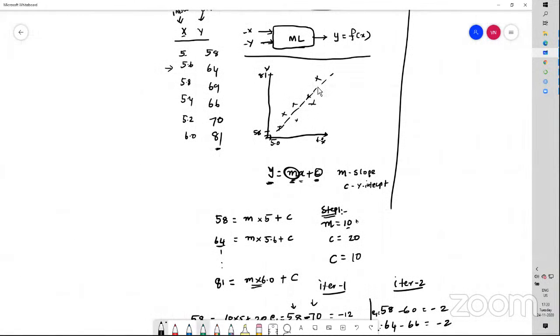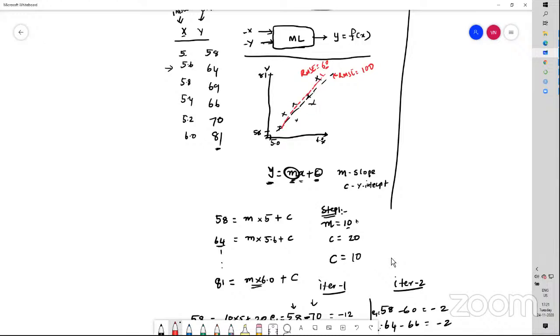Let me draw a second line, maybe coming from the second observation. So the second one is like this. Compared to the black line, the red line was nearer to the observations. Let's say for the black line we got an RMSE value of, let's say, 100, and for this red line we got an RMSE value of, let's say, 60. Now, which is better? Obviously, the red line is better because it has the least value for RMSE.